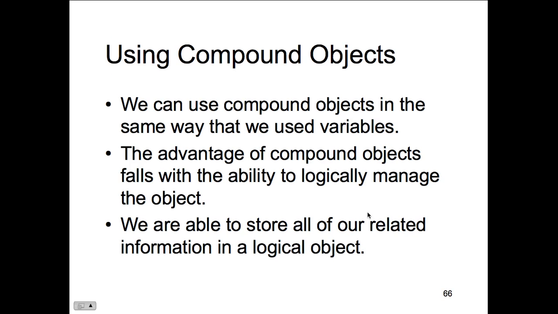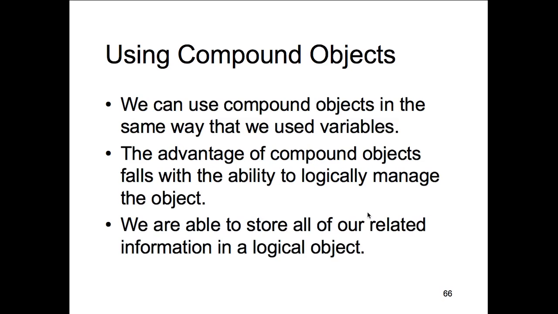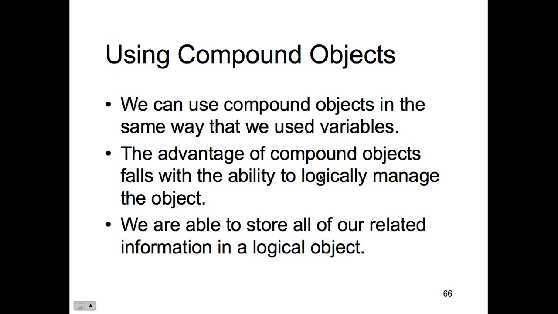When using compound objects, you can use them in the same way as you use the variables or the data members. The advantage of compound objects is the ability to logically manage the object. You'll be able to store all of the related information in a logical order. So if we have a person instance, we created vhecker, which is of type person, and inside of person we have name, so we can go vhecker.name.first equals something. And then we can go person.name.middle, person.name.last. We can get at the different parts that are inside of that particular person.